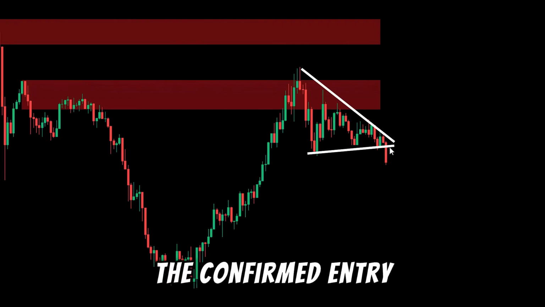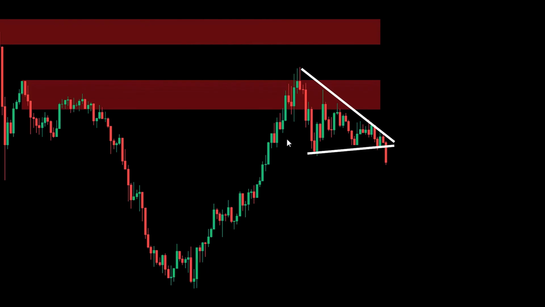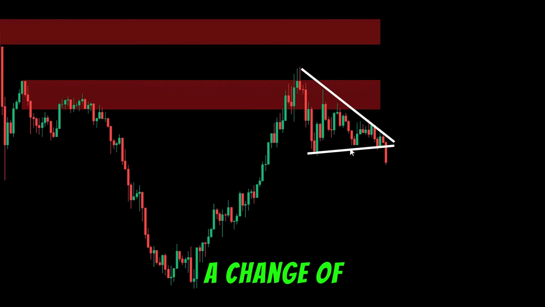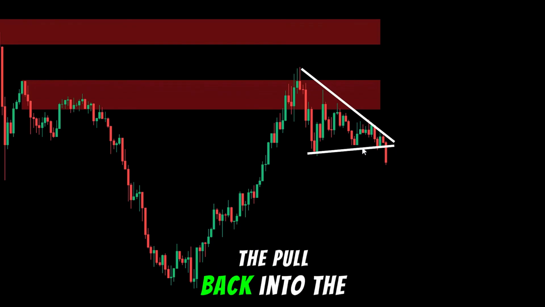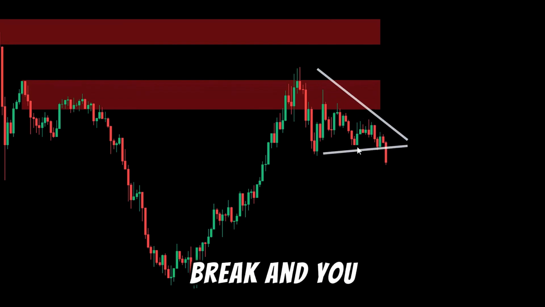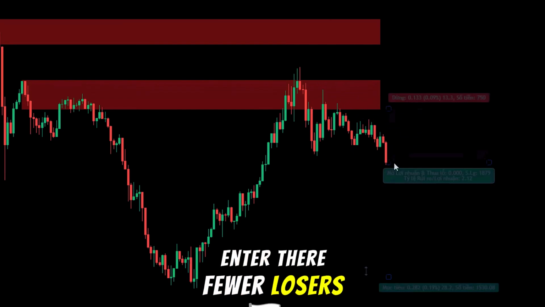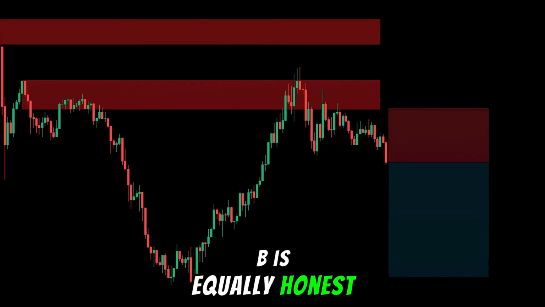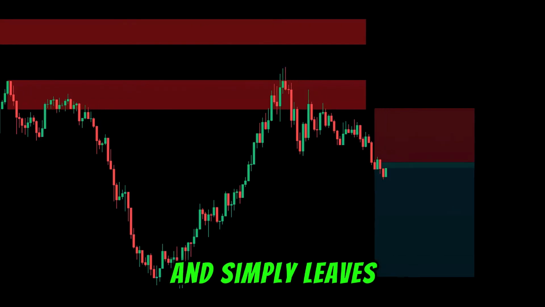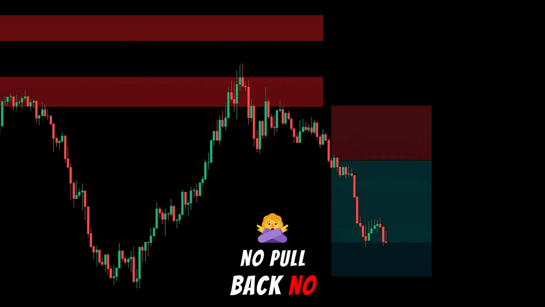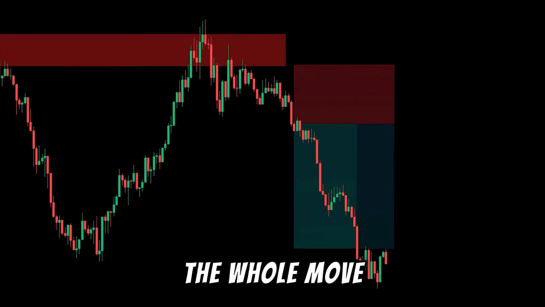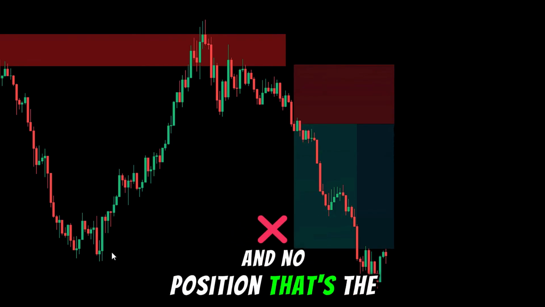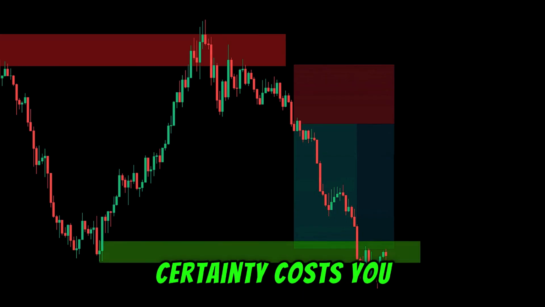Model B, the confirmed entry. After the sweep, you wait for the 5 or 15-minute chart to close above its most recent lower high, a change of character. Then you wait for the pullback into the small zone that created that break, and you enter there. Fewer losers, cleaner logic, better sleep. The cost of Model B is equally honest. Sometimes gold sweeps and simply leaves. No pullback, no second chance, and you watch the whole move from the sidelines with a perfect analysis and no position. That's the trade-off. Certainty costs you entries.